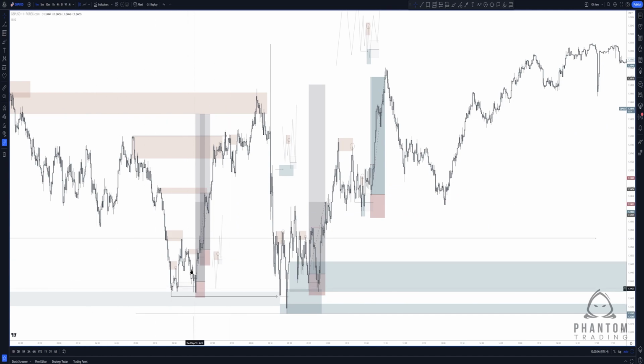Similar stuff here. React off of zones. Supply fails, supply gives a reaction, boom, entry, boom, entry, boom, entry. Like Thursday. This is all one day.